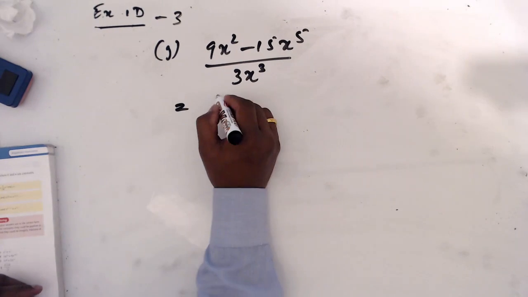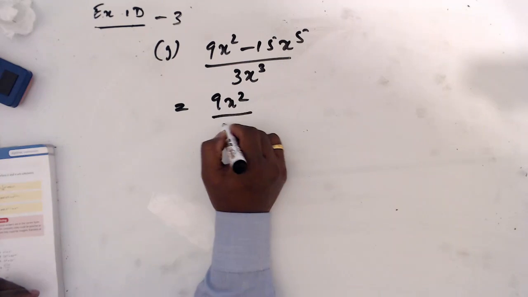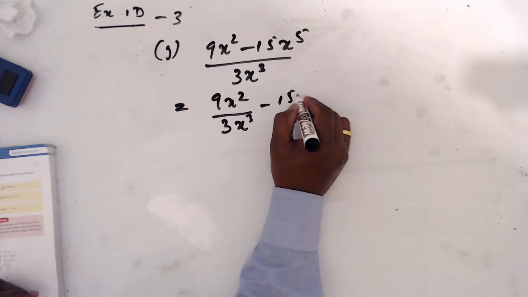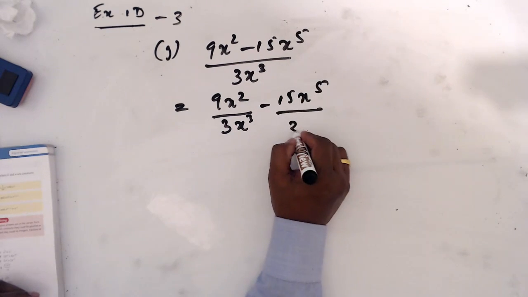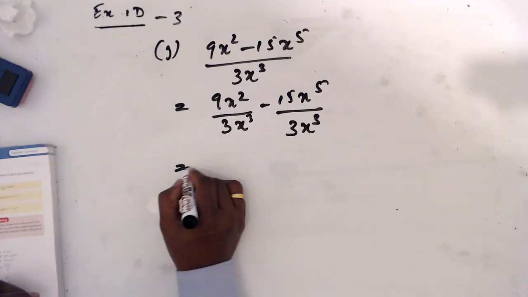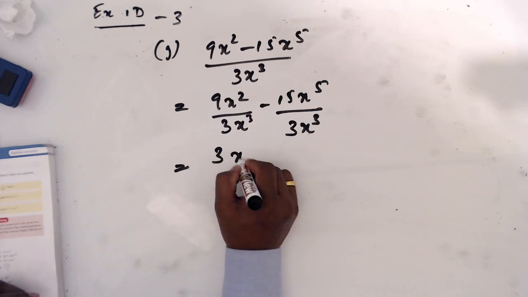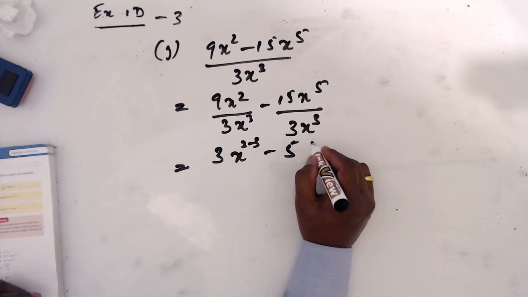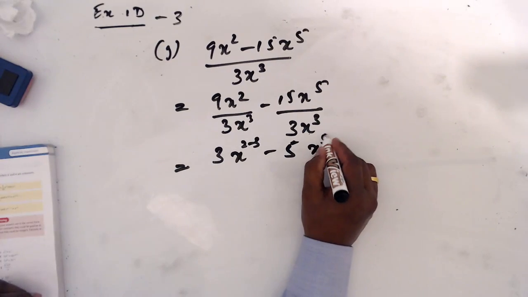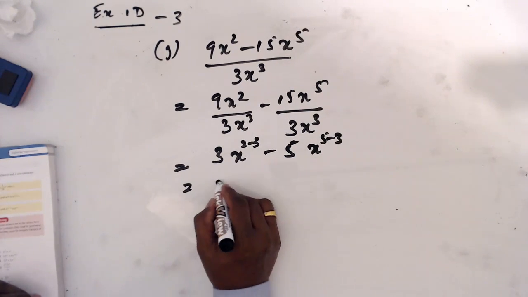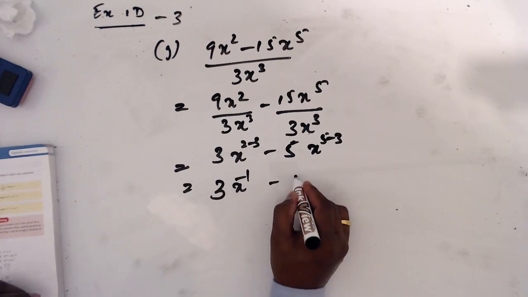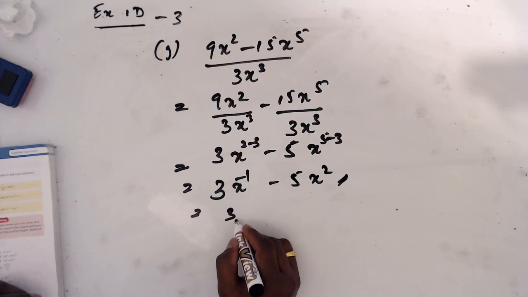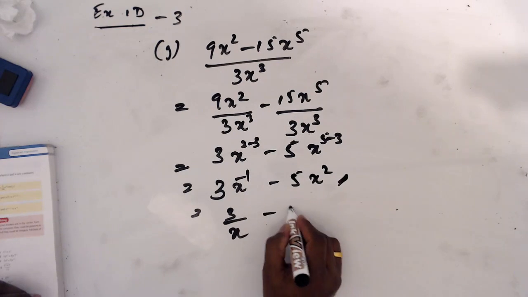This one 9x square 3x cube and 50x power 3 to the power 3. This has become 3, 2 minus 3, 15 divided by 3 is 5, and x5 minus 3. So 3x minus 1, 5, x square. So this is also a good answer. You can write like this.